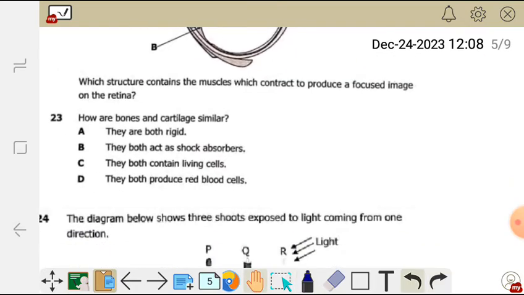Question 23. How are bones and cartilage similar? A, they are both rigid. B, they both act as shock absorbers. C, they both contain living cells. And D, they both produce red blood cells. So the correct answer is C. They both contain living cells. The cartilage and the bone contain living cells.